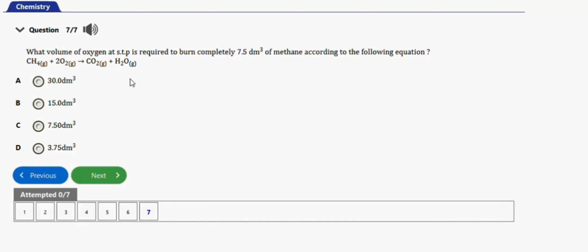Alright, so it will now be according to Gay-Lussac's law of combining volumes, and we're having 7.5 dm cube of methane according to the following equation. Okay, this oxygen at STP is required to burn completely this volume. And the mole ratio of oxygen is 2. So all you simply need to do is to multiply this 7.5 dm cube by this mole ratio of oxygen gas. So that's 7.5 times 2, which will give you 15 dm cube. That will be the answer to this question, option B.